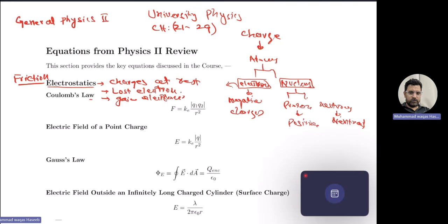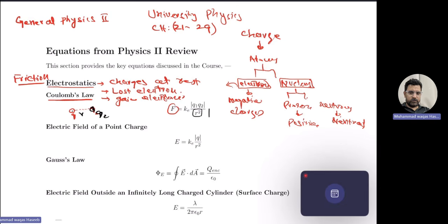The next concept we learned in this course is Coulomb's law. Coulomb's law describes the force between two point charges which are separated by a distance. So these two point charges q1 and q2 are separated by a distance r from their centers. Then this law is k q1 q2 in magnitude over r squared. This is the distance r.